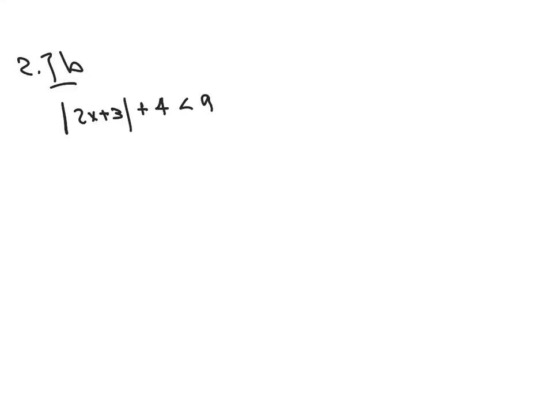So 2.7b, example 5, and this is just a continuation. One of the things I want to remind you of, we did this earlier, you have to isolate the absolute value. So we've got to get rid of that 4 first, and that's really the only thing we're doing different from the other ones.